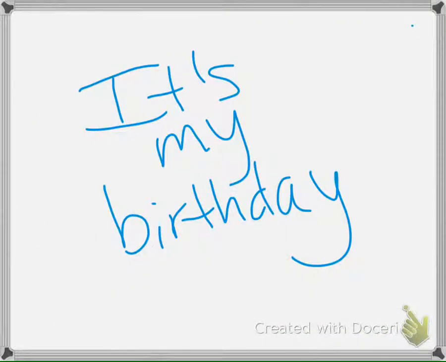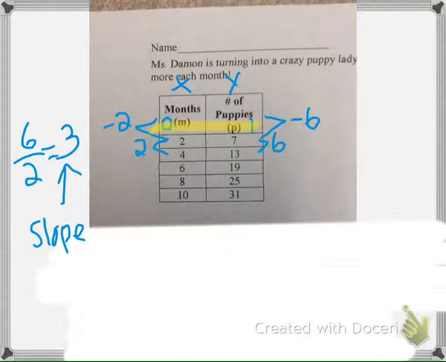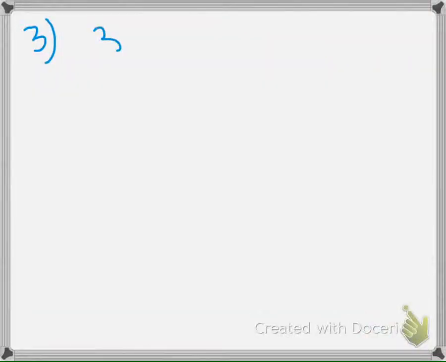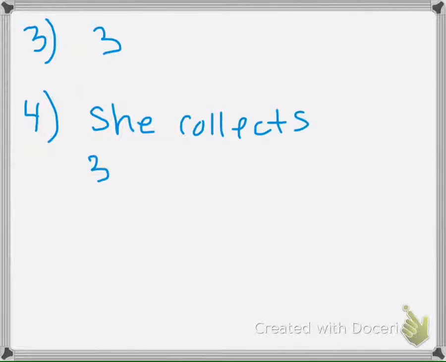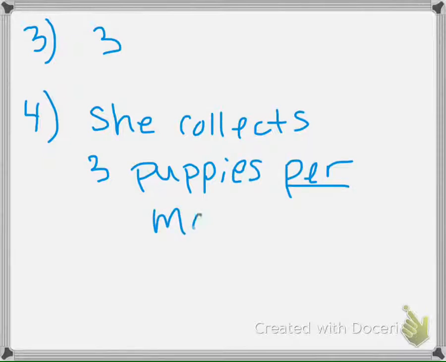Alright, number 3 says, what is your slope? Well, the slope of my equation that I found was 3, right here. So my slope was 3. Number 4 says, what does the slope mean? Well, I know my explanation has to have the word per. So she, Miss Damon, collects 3 puppies per, keyword per month.